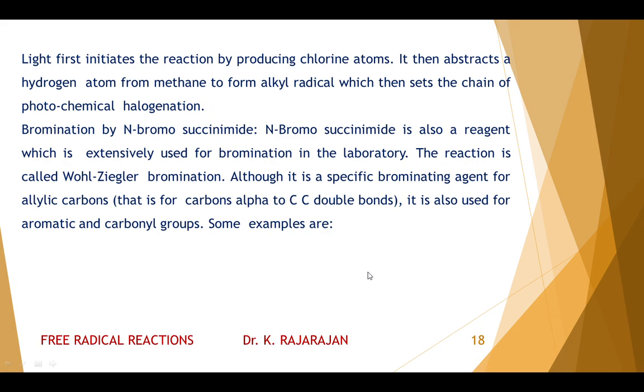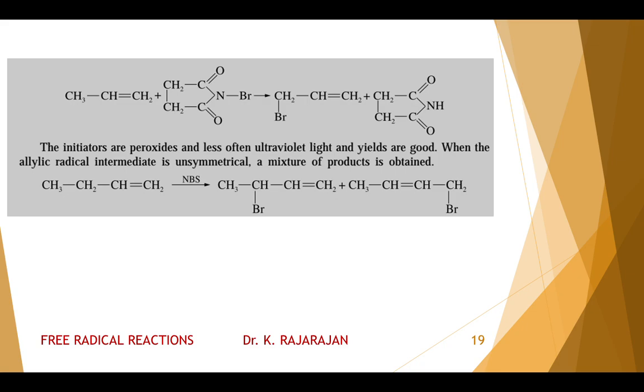We can cite some examples like this, that is, propene. When it reacts with N-bromosuccinimide, it gives the product like this. The initiators are peroxides and less often ultraviolet light, and yields are good.